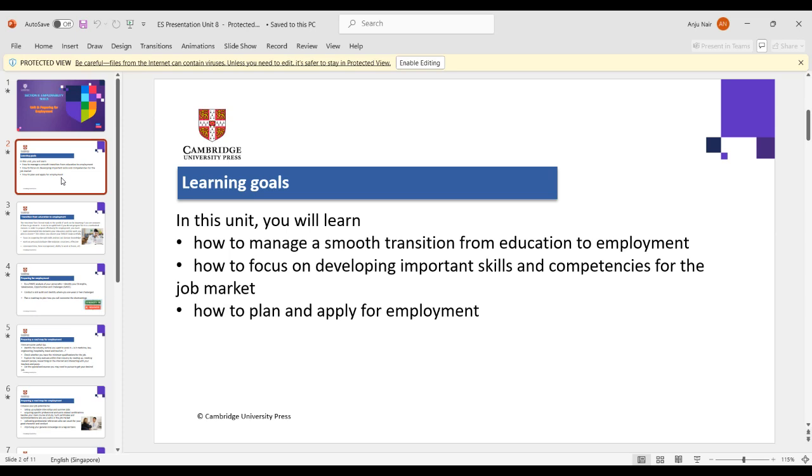So moving from one phase to another, from being a student that is studying to a learner, and from studying to yet another kind of learner, that is walking into the corporate world. So how would you manage that change? How to focus on developing important skills and competencies for the job market? That is what we discussed. These are the broad skills which we discussed. So how do we tell the employers that you possess those skills or the required competency to work? And how to plan and apply for employment? This is more or less connected to what you have covered in the previous days, but again, I'll take you through important aspects that are required. Don't worry.